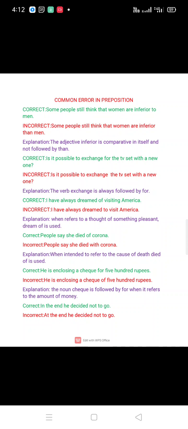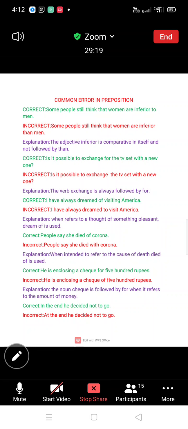Point number 2: is it possible to exchange for the TV set with a new one? At first, look at the incorrect sentence, then we will move on to the correct one. At first, incorrect sentence. Look at the incorrect sentence. Is it possible to exchange the TV set with a new one? Where is the error here?